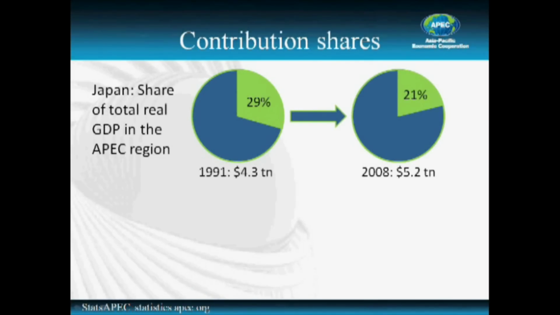StatsAPEC data also allows you to calculate contribution shares so that you can see how a particular economy contributes to the region or to the world, and also how the region as a whole contributes to the world. For example, Japan has always been a substantial contributor to APEC's real GDP, with its $4.3 trillion of GDP representing 29% of APEC's total in 1991. Japan's GDP has continued to grow and in 2008 was at $5.2 trillion. It continues to be a substantial contributor to APEC's GDP, but as a result of the region growing so much over the intervening 17 years, Japan now represents 21% of APEC's total.